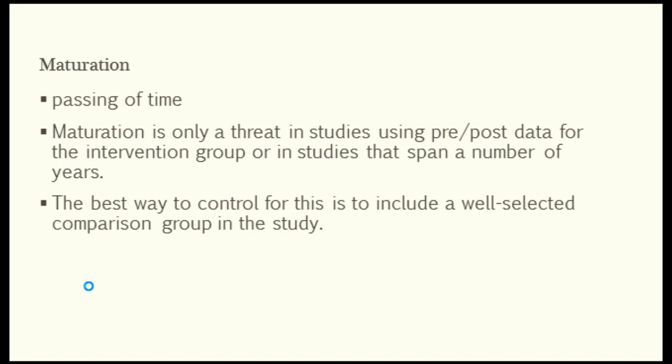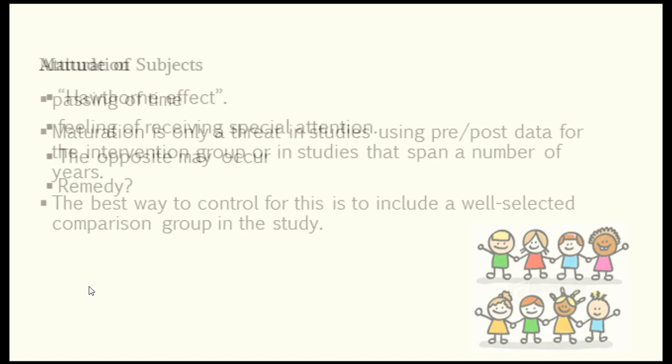It's only a threat in studies that use pre and post-test data for their intervention group, or in studies that would span a number of years, or would track students over a number of grade levels. So the best way that you can control for this is to have that comparison group. So the fact that Jose has an intervention group and then he has that comparison or control group can be a good way for him to try to minimize that threat of maturation in his particular study.